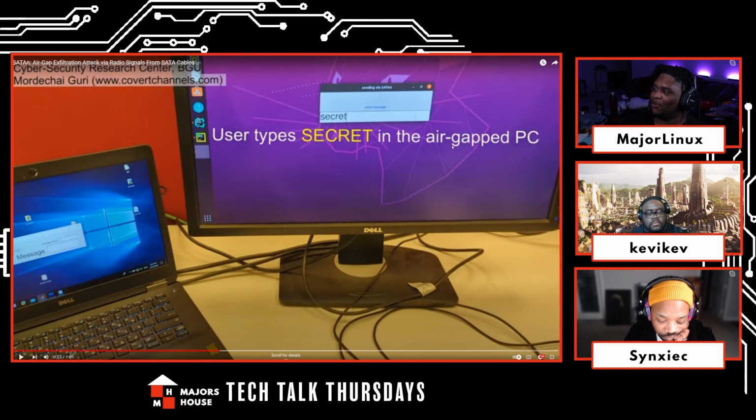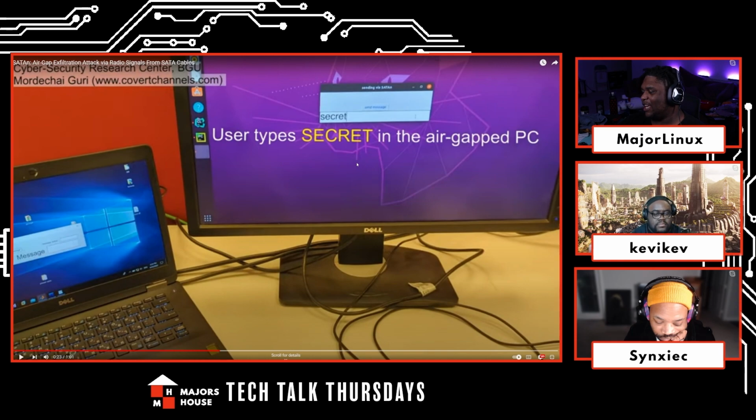So for those who do not know, air-gapped. For our audio listeners, let me describe to you what's happening. We're watching a video here of them demonstrating this hack. They're using an air-gapped Ubuntu PC. Air-gapped means not connected to the network. There's no network traffic coming in or out of this system. It is just a lone standalone computer sitting there, minding its own business.